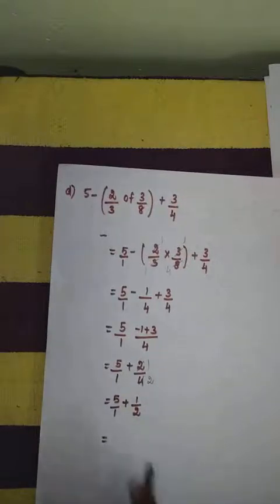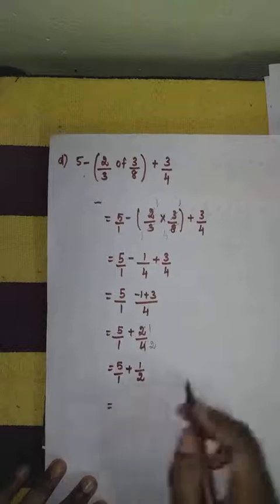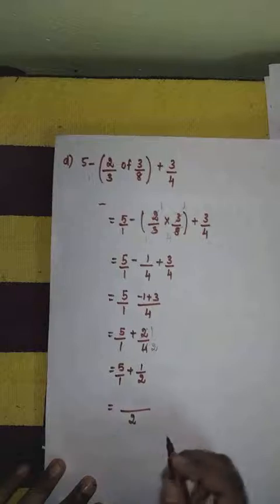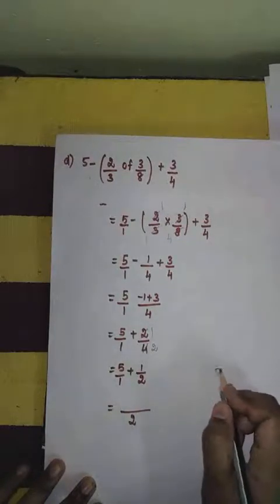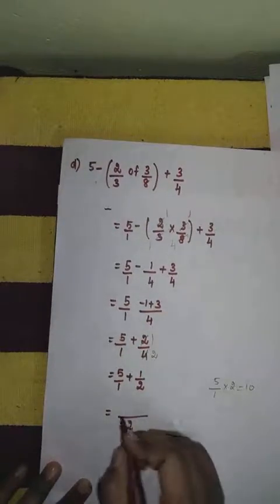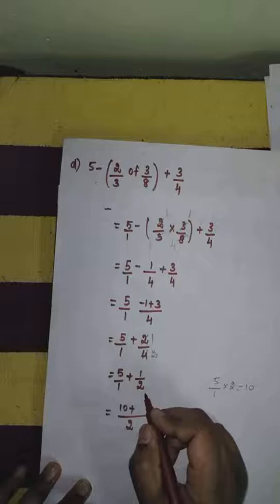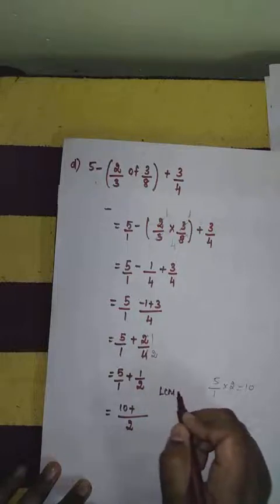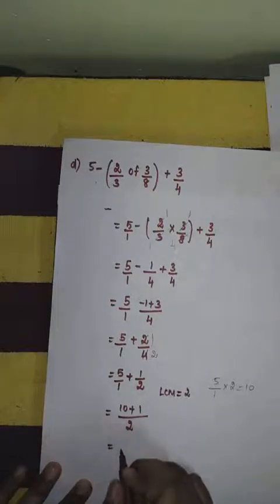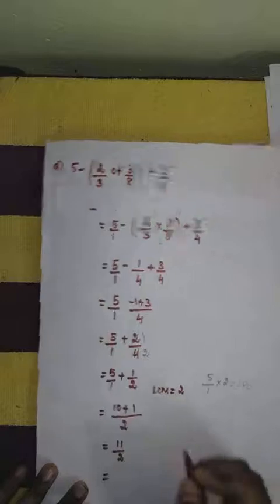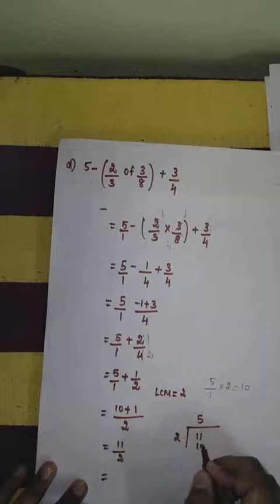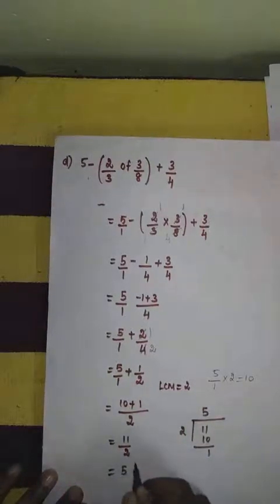Now we need to add. Check the denominators. Denominators are different. So take LCM. The LCM for 1 comma 2 is 2. So 5 by 1 into 2 is 10. So 10 plus, here already the denominator is 2. So no need to change any numbers, just write plus 1. So 10 plus 1 is 11, 11 by 2, it is in the form of improper fraction. So convert it into mixed, 5 2s are 10, balance 1. So your answer is 5, 1 by 2.